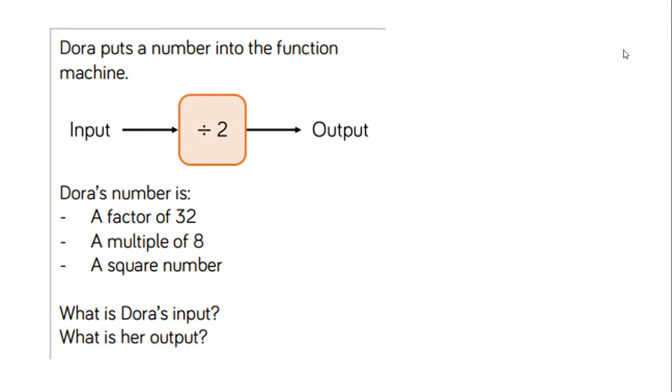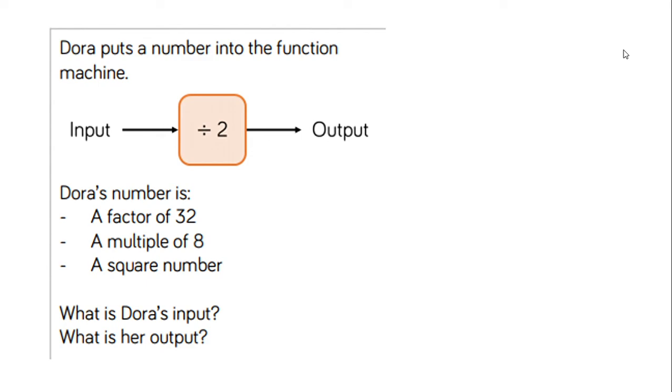Okay, and for the last question, Dora puts a number into the function machine. The function is divided by 2, and then she has an output. We don't know what the input number and the output number are, so we need to find them out. But what we do know is that Dora's number is A, a factor of 32, B, a multiple of 8, and C, a square number. Okay, pause the video and see if you can find out what's the input number and what's her output number.